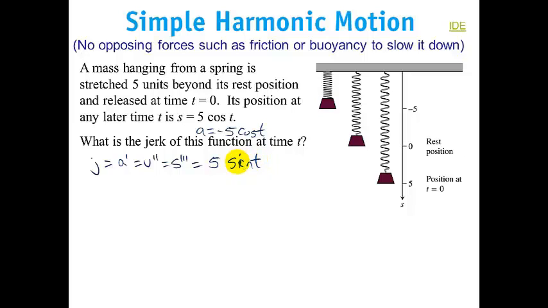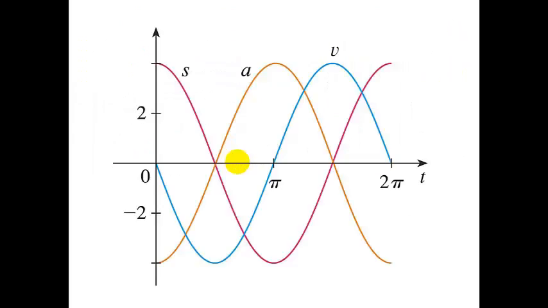And so if we're looking at our jerk, let's go back and look at our graph here. For jerk, we got 5 sine t, and so we could put the graph of the jerk in here. This would be 0, and when this one was 0, this would be at its maximum. So it would come in right like this, and then it would be back down here at 0, and then back at a minimum right here, and then back to 0. So here would be our jerk.